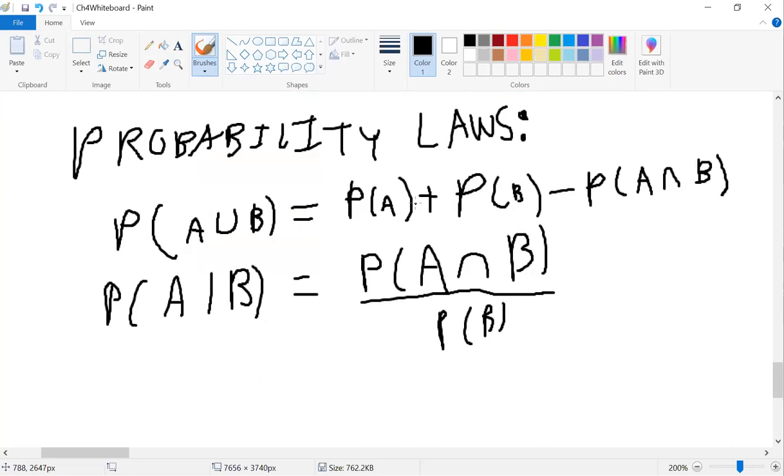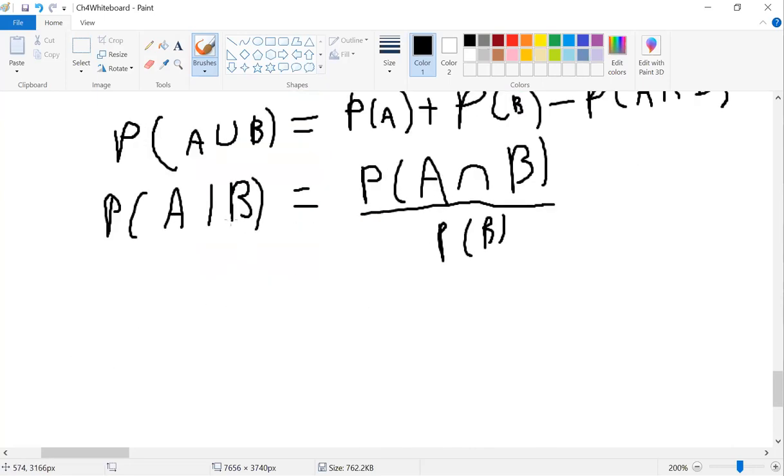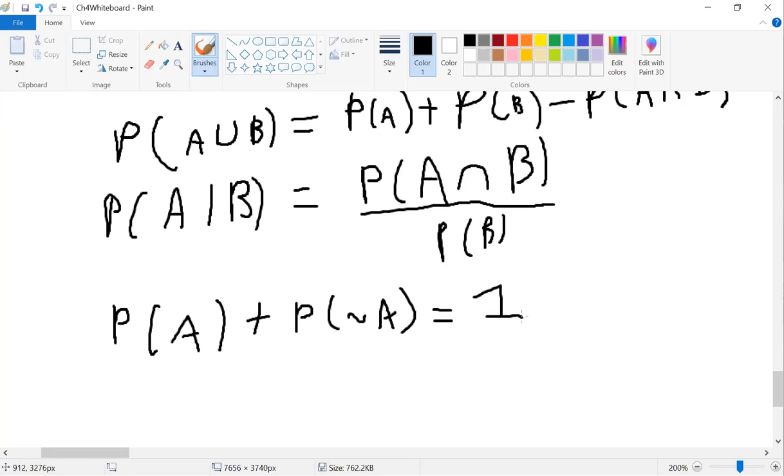Next ones, let's get to the easier ones. Now, the next one, we'll deal with our complements. The probability of A happening plus the probability of A not happening must be equal to 1. That was a visual. I'll go back to that visual and show it again just for reinforcement, but I'll give you a sec to write this down. If you want to use A complement with a little C in the top right, that's up to you. It's your choice.